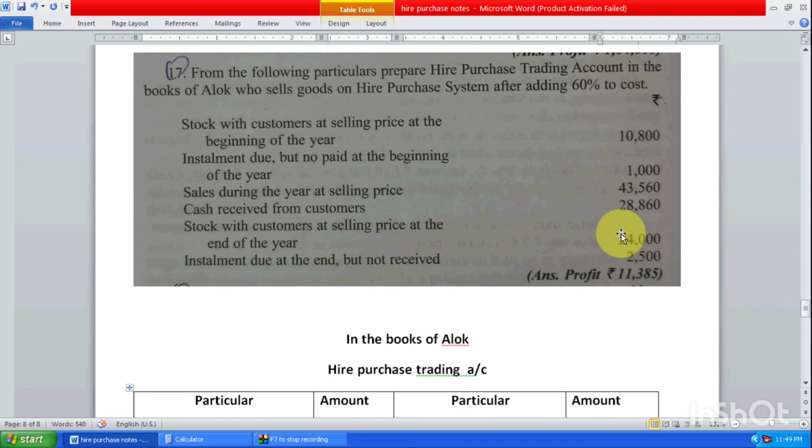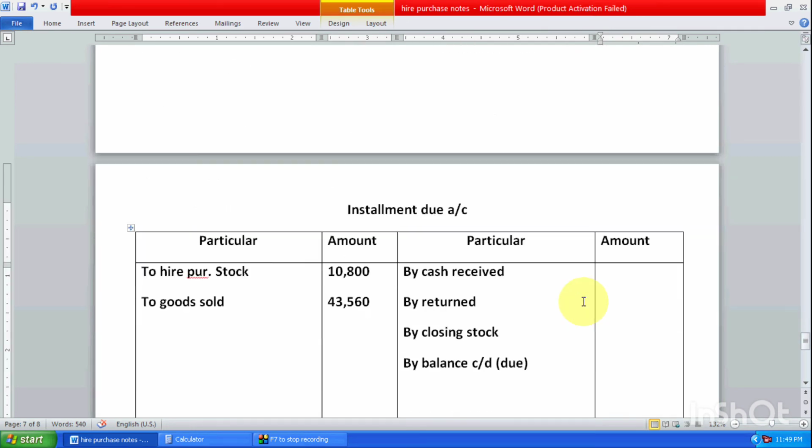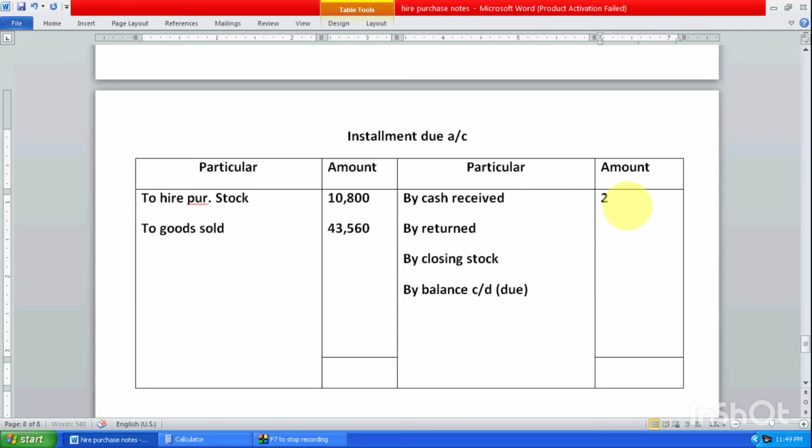Now we have to record the cash received. How much is the cash received? 28,860 is the cash received. So write on the credit side cash received 28,860. Credit is the income, debit is the expenses. Now return. Is there any return? No, there is no return, so we don't need to use the return entry here. In place of return, we can write something else if it is there.